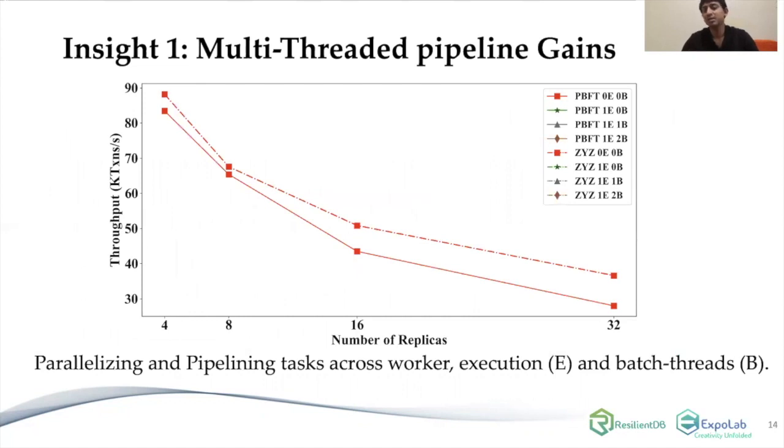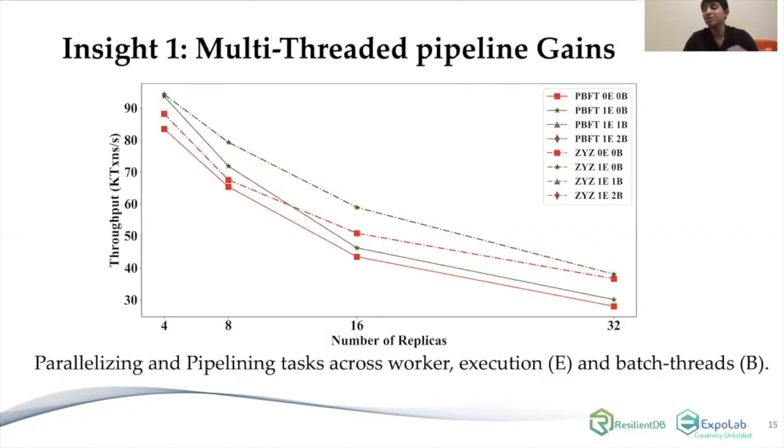Our first step was to see, is there an effect of pipelining and parallelization? Well, as you can see here, we start with a very simple case where we just have one worker thread, no execution thread, no batching, and nothing. And the throughput is very low. As soon as we added one execution thread, the work got divided, and obviously there is a higher throughput.